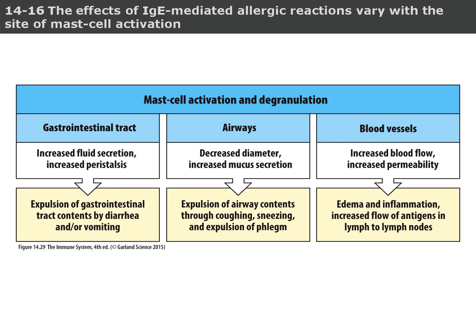In the airways, activation results in decreased airway diameter and increased mucus secretion, leading to coughing, sneezing, and phlegm expulsion. In the blood vessels, mast cell activation causes increased blood flow and vascular permeability, promoting edema, inflammation, and enhanced flow of antigens to lymph nodes.